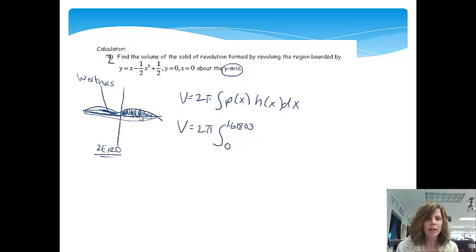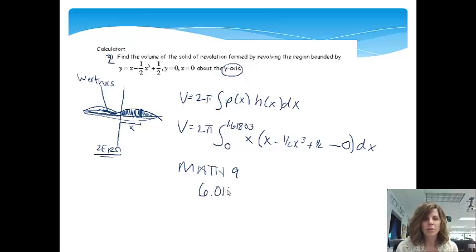And then my p of x, again, if I just drew one of my layers that I want to find the volume of, the distance from the axis over to there is just x units once again. So we're just going to put in x. And then the height, if I look at the top of this layer, the top is formed by the curve x minus 1/2 x cubed plus 1/2, excuse me, and then minus the bottom of that shape is the line y equals 0. Okay, then from here we are all set to go. I am going to go ahead and do this on the calculator, so from here we can go ahead and do math 9, and if you want to try that, go right ahead and then rejoin me when you're done. You should get an answer of 6.016, and that will be the answer.